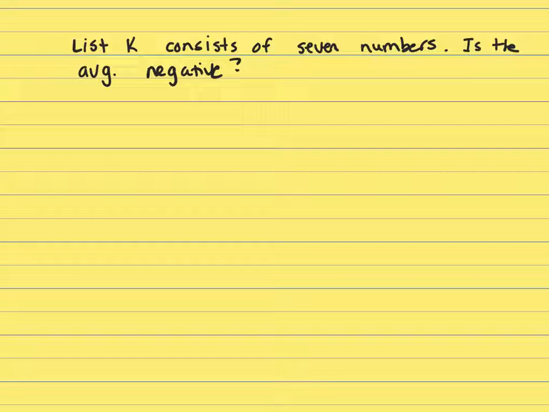Trying to figure out if the average of the list of 7 numbers is negative. If I look at clue 1, let me draw out my 7 numbers. 1, 2, 3, 4, 5, 6, 7. I'm not sure that'll help me or not.